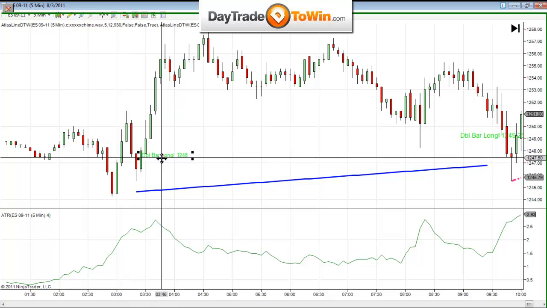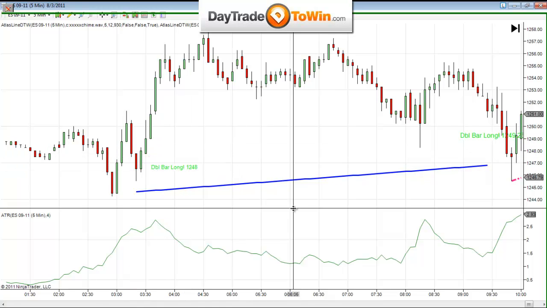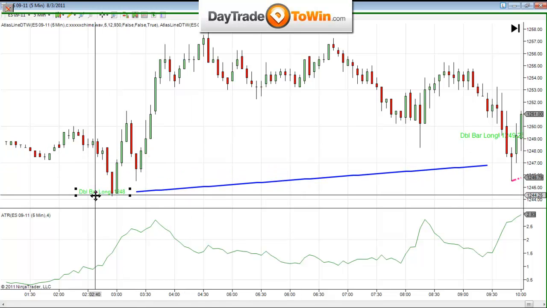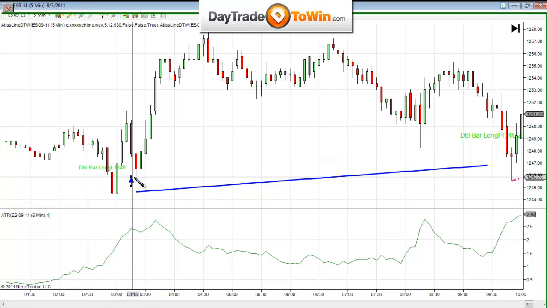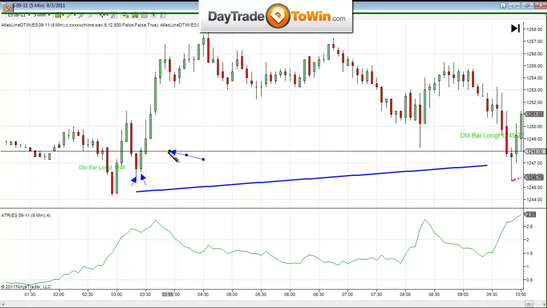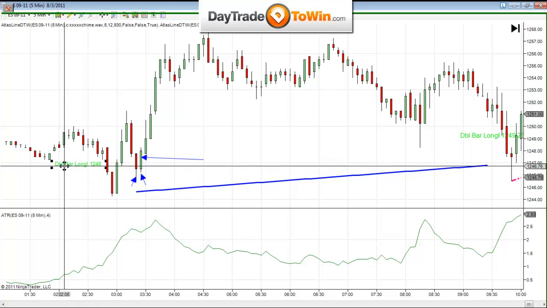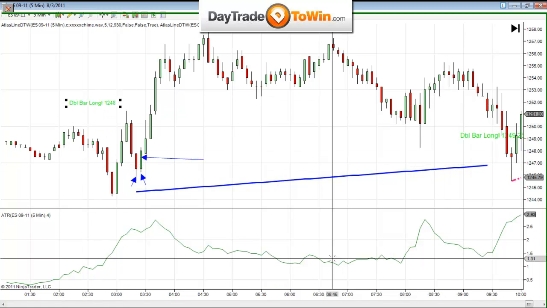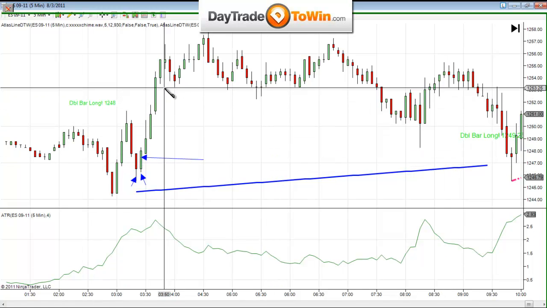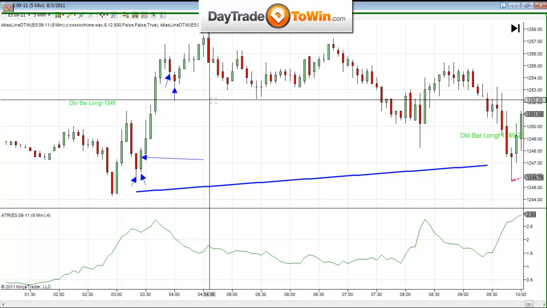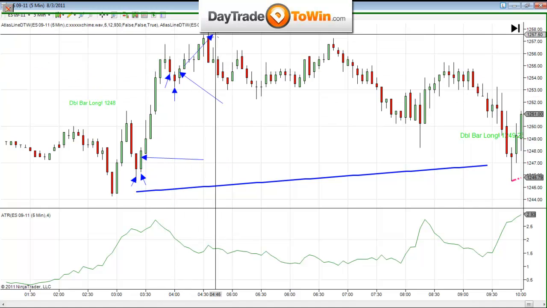Here's the long. Same rules, nothing changes. 1248 is my long. 1, 2 consecutive bars. That's my long right there. 1248. Put that out of the way there. Atlas line pullback. 1, 2 bars pulling back. 1 green bar. I'm long. There you have it.